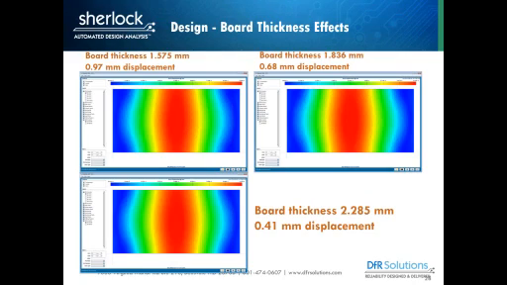You can use it. Yes, you're increasing the mass of your circuit board, but again, your stiffness is increasing at a faster rate than your mass effects. So, board thickness can be used to give you a little bit more robustness with regards to shock.